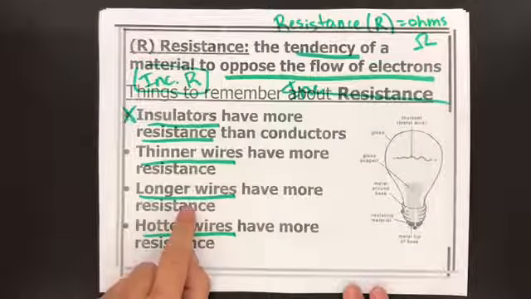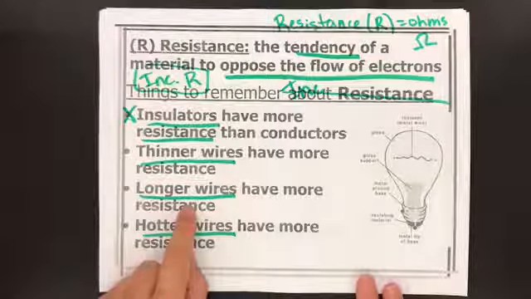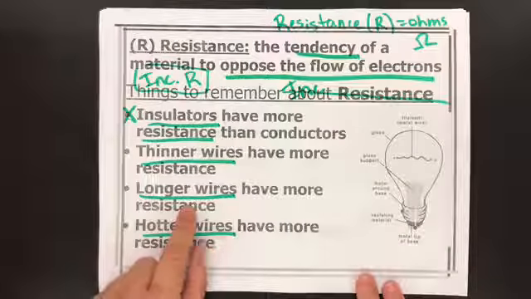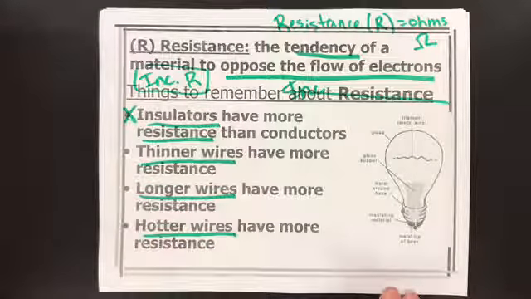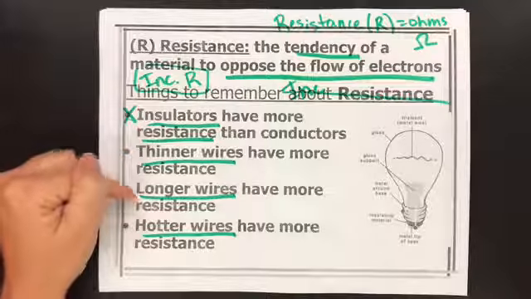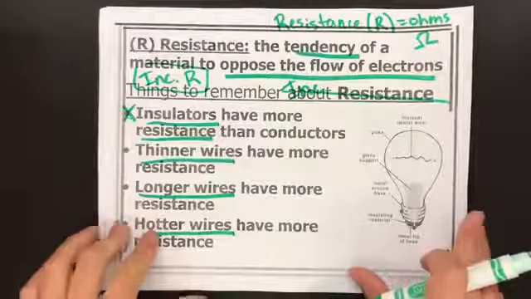The longer the wire. So can you imagine our school being like miles long and going from one class to another? You would get extremely tired to do that every single day. So the electrons are the same way. The longer the wire, the more resistance. The hotter the wire. All right, so imagine an extremely hot 115 degree day and trying to do work outside. You're going to be resistant. You're not going to want to do it. The electrons are the exact same thing. All right, so insulators, thin wire, longer wire, hotter wire increases resistance.